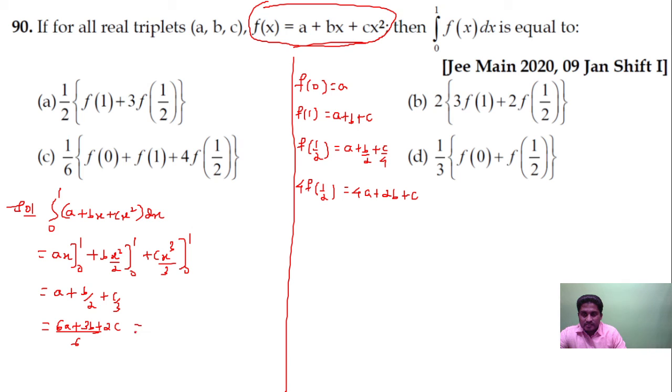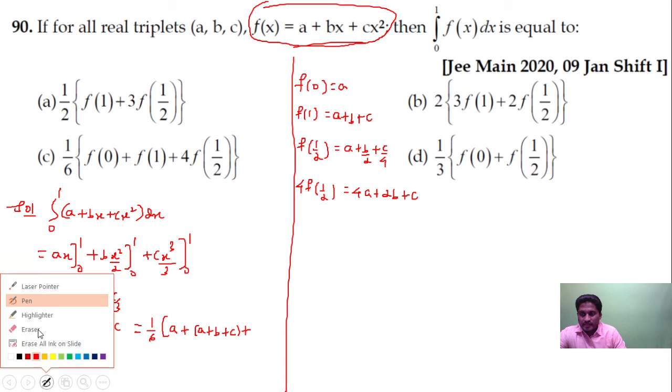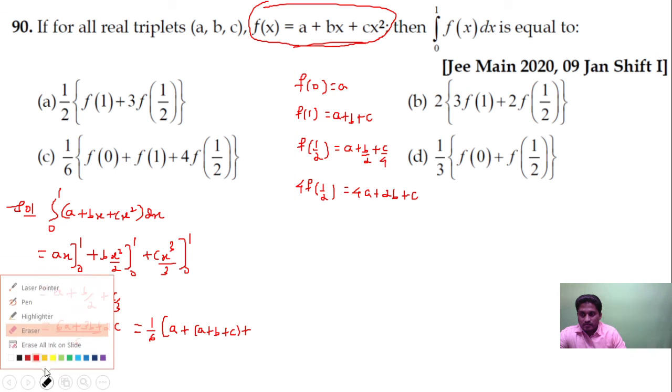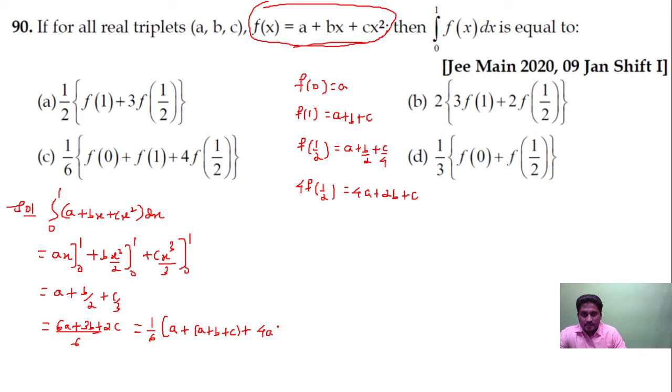So this can be written as 1 by 6, I'll keep as it is, a plus b plus c, plus 4a plus 2b plus c. Add, you will get 6a plus 3b plus 2c. So this is equal to 1 upon 6 times f of 0, plus f of 1, plus 4 into f of half. That's the answer, guys. Answer is option C.